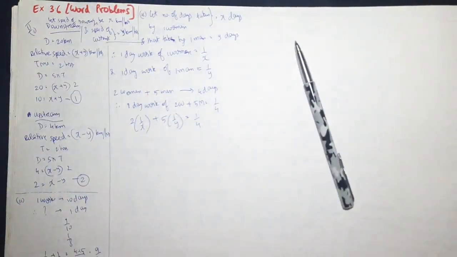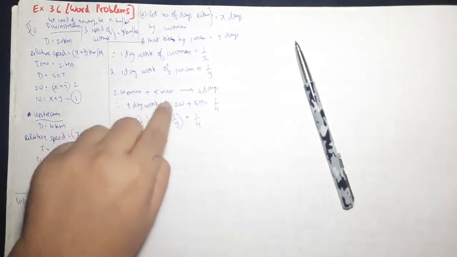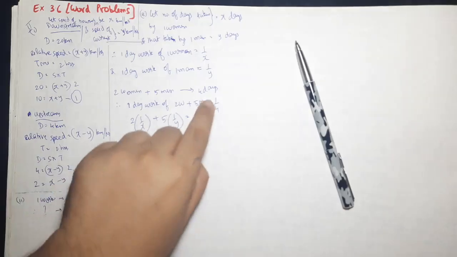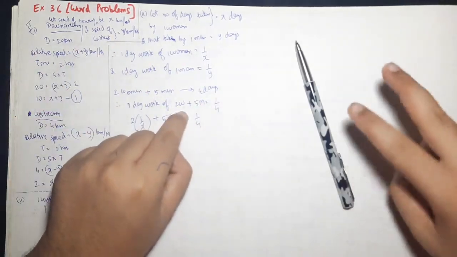Again I am explaining this. Let the number of days taken by the one woman be x days. हमको जो फाइंड करना है उसको x और y लेते हैं. अब 1 day work of 1 woman will be 1 by x and 1 day work of 1 man will be 1 by y. 2 women और 5 men का ग्रुप है जो एक काम को खत्म करता है 4 दिनों में. They complete the work in 4 days. So what will be the 1 day work of this group? In 1 day they will complete 1 by 4. So in 1 day 2 women are working and 5 men are working.